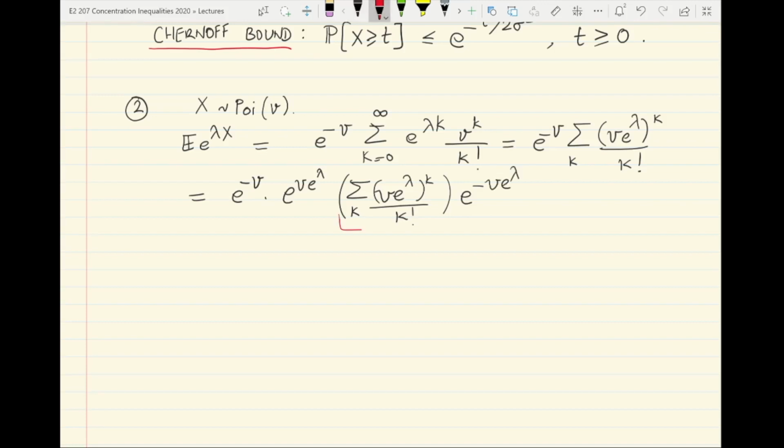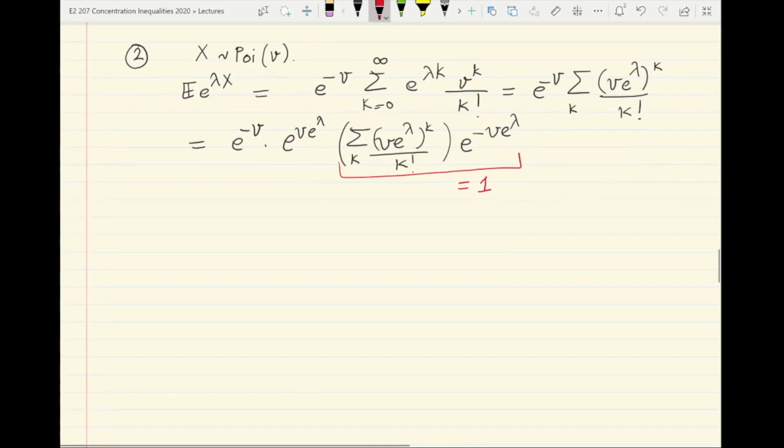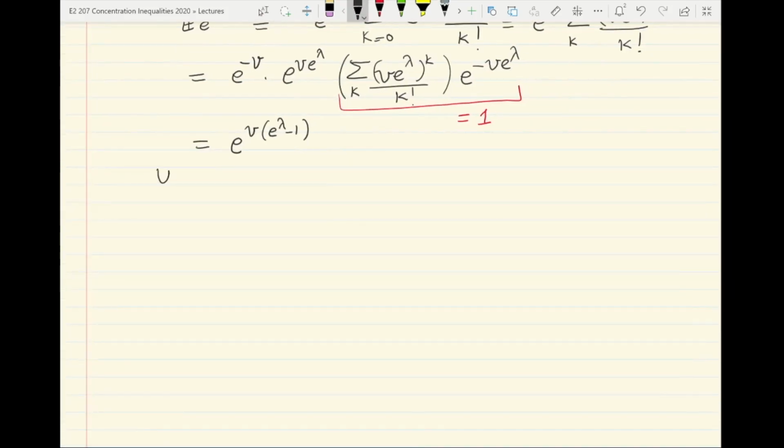Notice that by the definition of the Poisson probability mass function, this sum is equal to 1. It's just the sum of the Poisson PMF with the parameter v e raised to lambda instead of v. And so you get that the moment generating function is finally e raised to v times e raised to lambda minus 1, all of it in the exponent. So this means that the cumulant generating function of x is v times e raised to lambda minus 1.